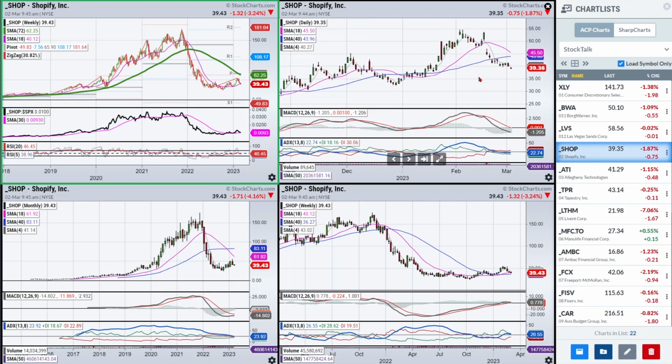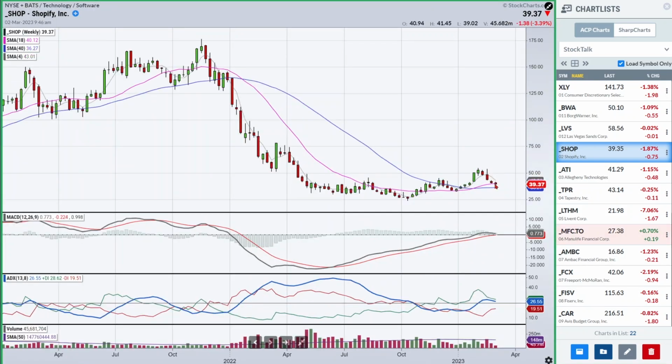What I would actually be looking for here is, because the MACD is now overrunning the zero line, I think you have a long time in terms of waiting. What we want to do is see if this can hold the 18-week.